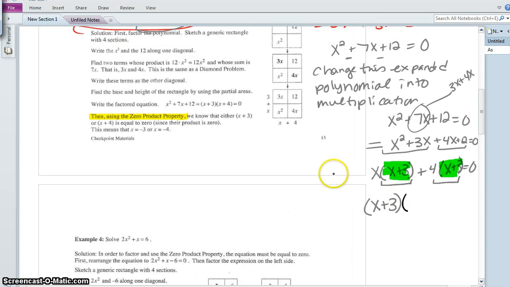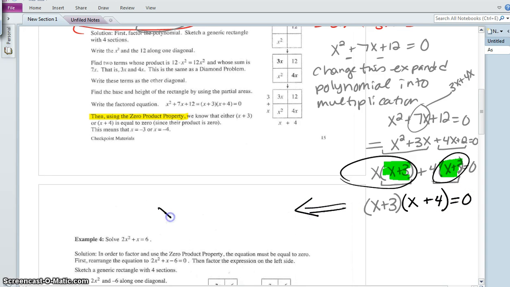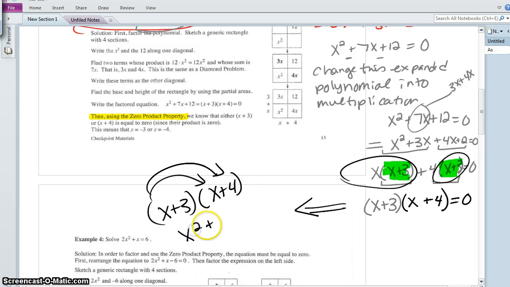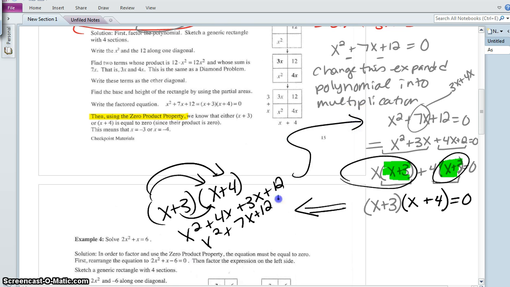Well, what does x plus 3 multiply in the first term? It multiplies x. And what does x plus 3 multiply in the second term? It multiplies 4. It's a really good idea to check your factors to see if they multiply to get the original polynomial, x squared plus 7x plus 12. Is that the one we started with? Yes.